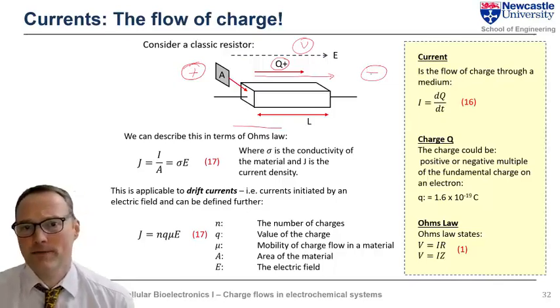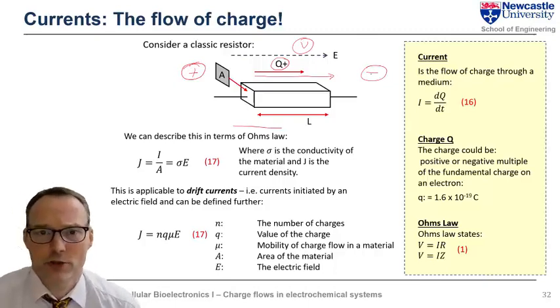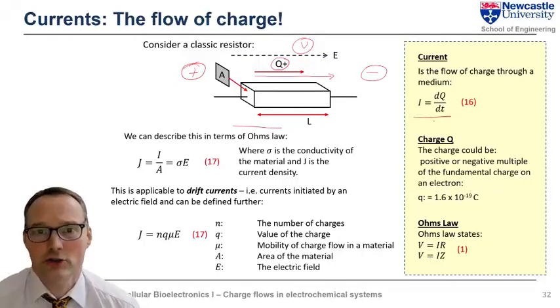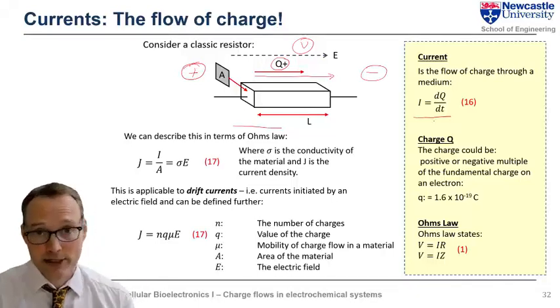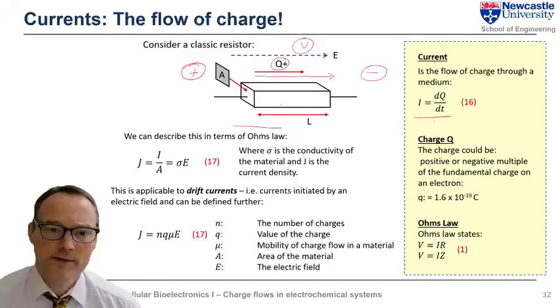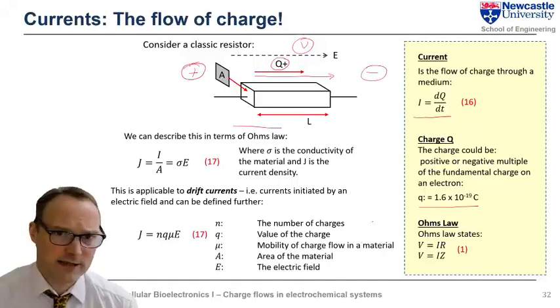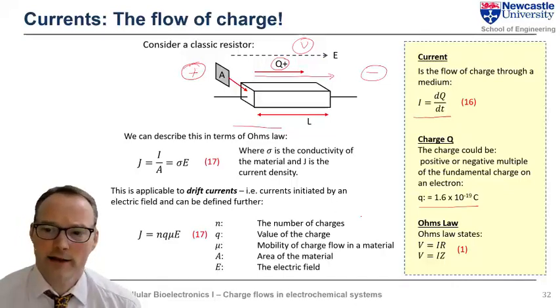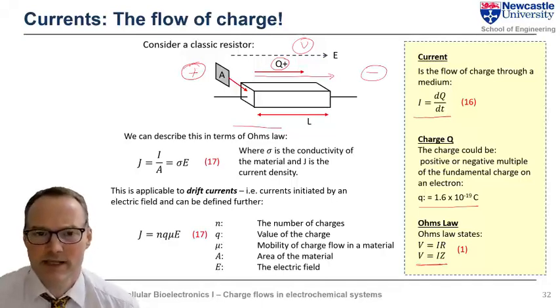And if this moves through a resistive material, you need a voltage to push it through. So we normally define current as the movement of charge with time, dq/dt, or how many coulombs per second is shifting through your material. A single charge is 1.6 by 10 to the minus 19 coulombs. And again, we have Ohm's law, that the voltage is equal to the current times the resistance of the material.